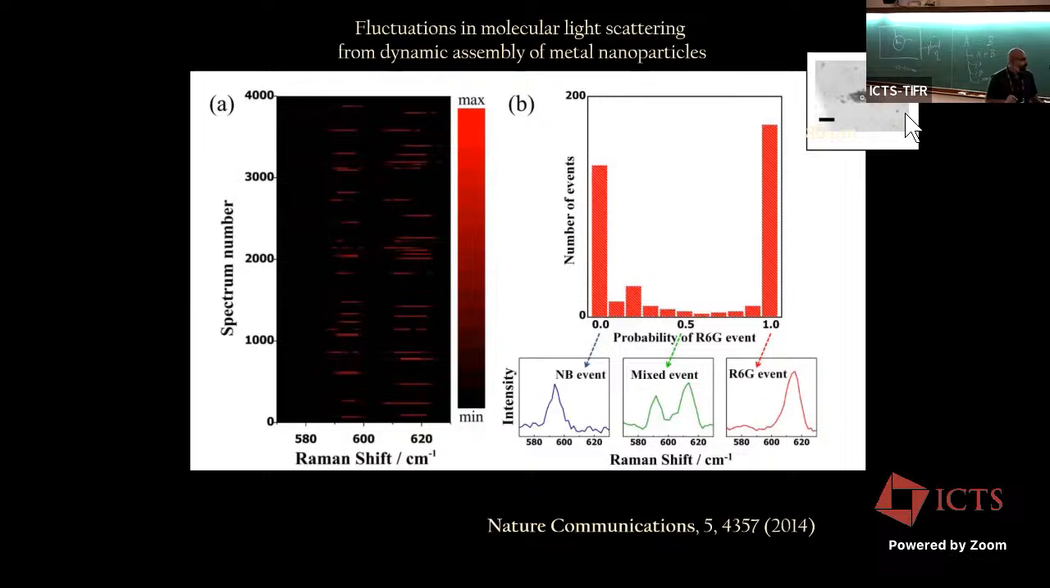Cutting a long story short, if those two molecules happen to be, let's say, Nile blue and rhodamine 6G, and if you are introducing them at reasonably low concentration, you would now be able to see signals which are exclusively arising because of one molecule or exclusively arising out of another molecule. Whereas the mixed events actually are less probable.